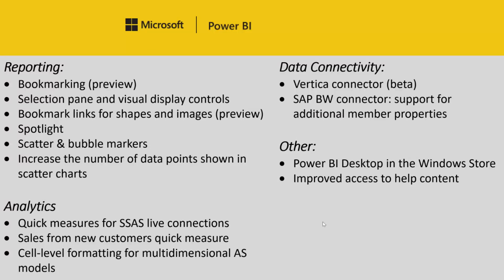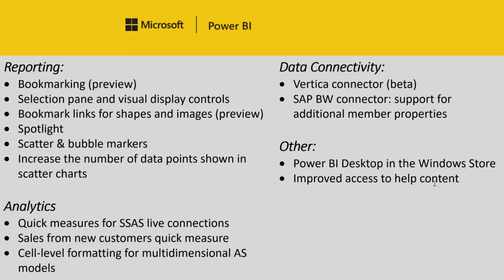Our second feature is an improvement to our SAP BW connector. Since we released this connector, one of the most commonly requested features has been the ability to import additional member properties besides the member name. And now with this update, you can select them within the navigator dialog, just as you select anything else. And then those will be represented as new columns whenever you finish connecting to your data.